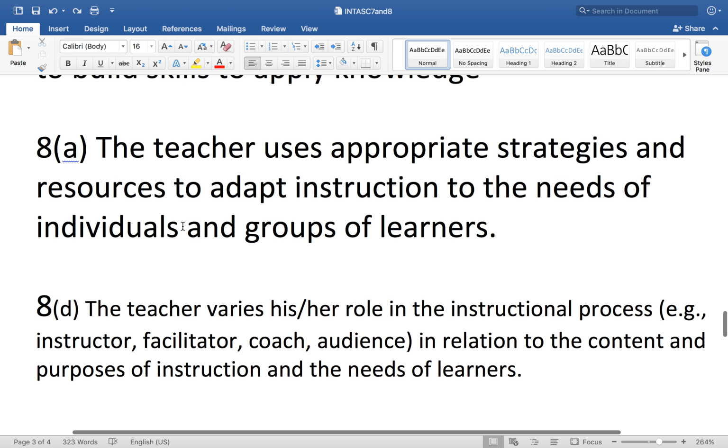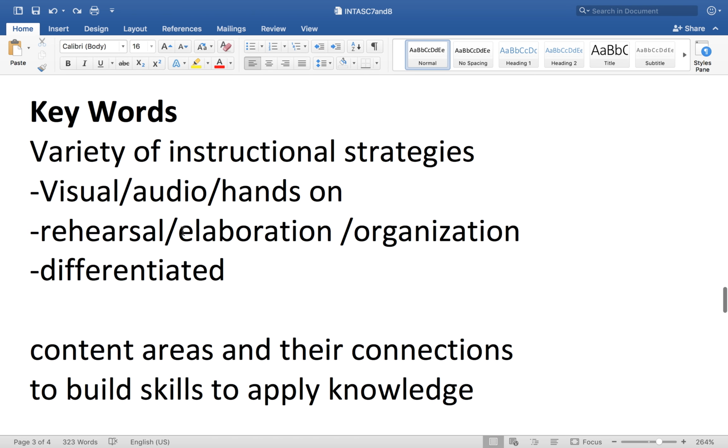Okay, so this 8 is pretty straightforward, but I just wanted to give you guys a little bit to get started on it.